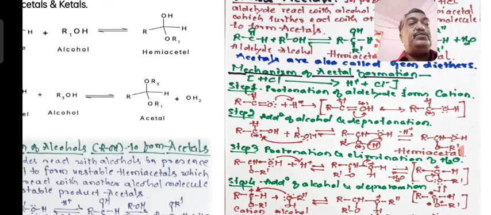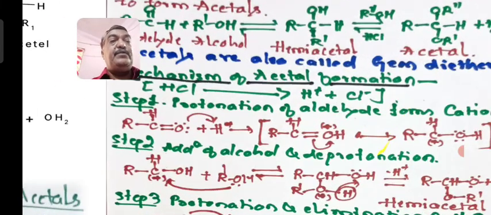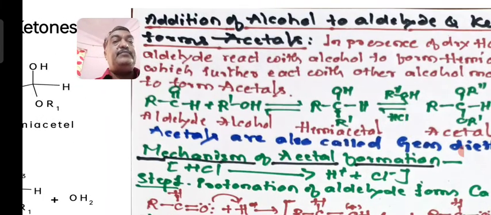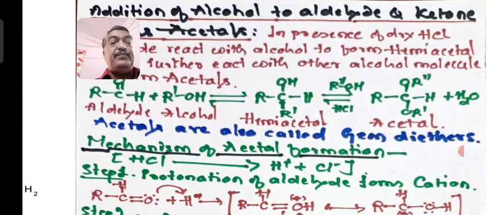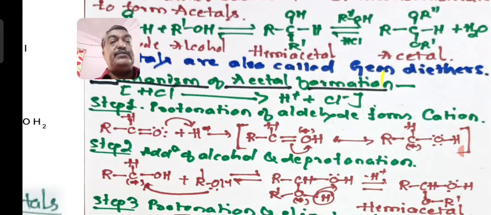Gem means two OH groups are attached to the same carbon. Regarding this mechanism, let us see. RCHO, an aldehyde, reacts with R-OH, the first molecule of alcohol, to form a hemiacetal, and the second molecule forms the acetal. The mechanism involves protonation first.